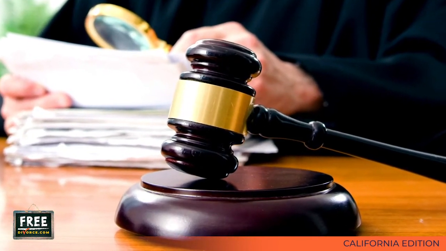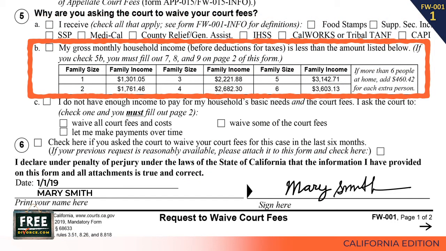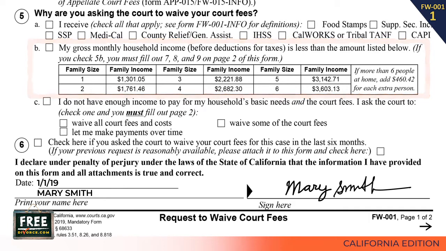If you receive benefits under any of the listed public assistance programs, or if the amount of your household income is below the amount in the chart in section number 5, you will almost certainly be granted the fee waiver. If your household income is above the amounts in the chart, you may still be granted the waiver.